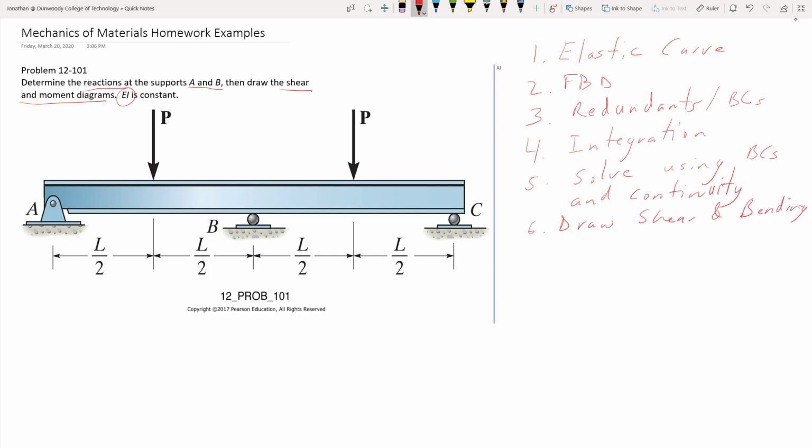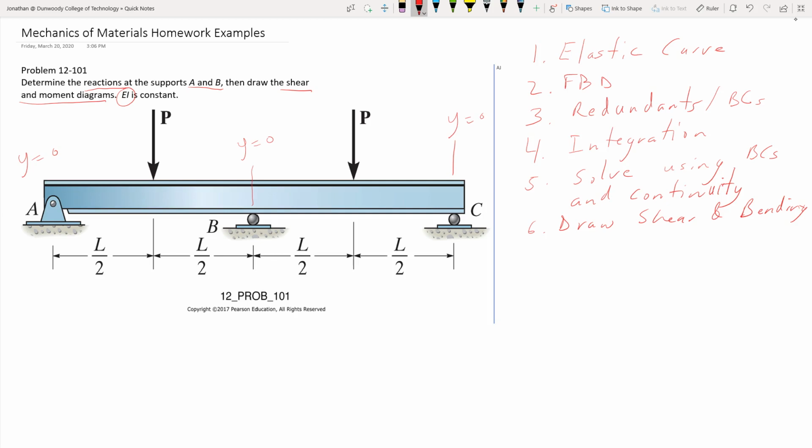Looking at our diagram here, what do we have? Well, we have a pin here, so we know that y is 0 over here. Y or v, if you're looking at the book, our deflection is going to be 0. Same thing at this point here, and at this point here. So those are our boundary conditions.